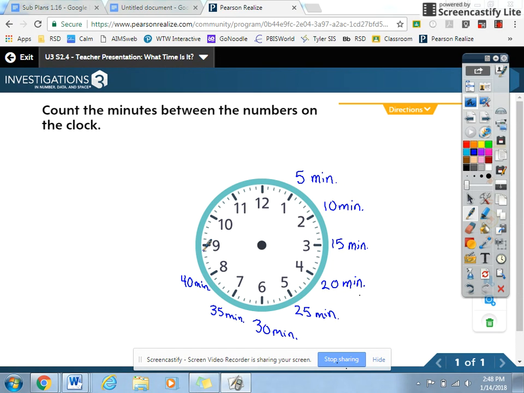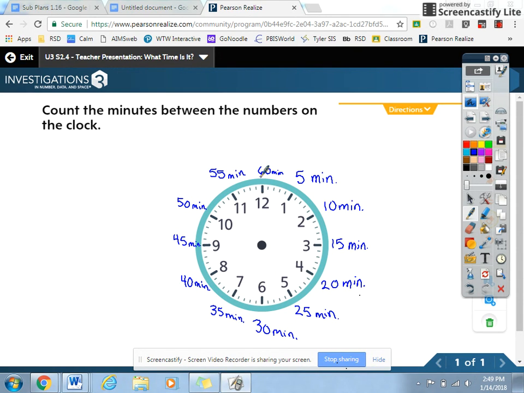41, 42, 43, 44, 45. 46, 47, 48, 49, 50. 51, 52, 53, 54, 55. 56, 57, 58, 59, 60. Now when we reach 12, it has been 1 hour. It's taken 60 minutes, which is the same as 1 hour, to get all the way around the clock.